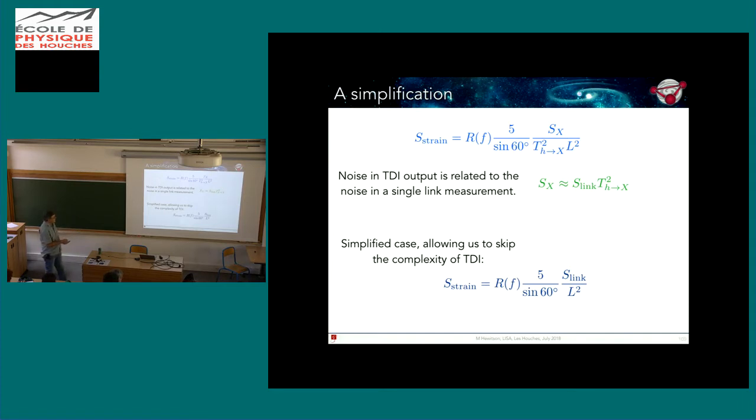And so if you just make that simplification here, you come back to a relationship between the noise in the single link, that's the noise of the optical metrology, and the noise due to force noise on the test mass primarily, related to the observatory response function, some geometrical factors for averaging and so on, and the arm length. And you can get a strain curve out of this that gives you, in a rather simpler way, a strain curve that you can use for the next calculations.